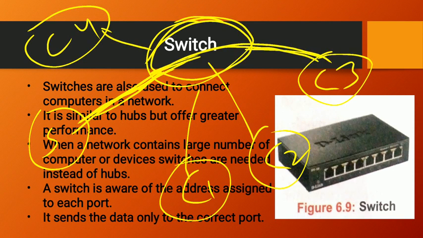the computers. But what was happening in the hub? The hub was sending the data to all the computers, but the switch sends the data only to the particular or correct computer or the client. So how can it identify? It can identify by using the NIC, which is there inside the computer. Okay.